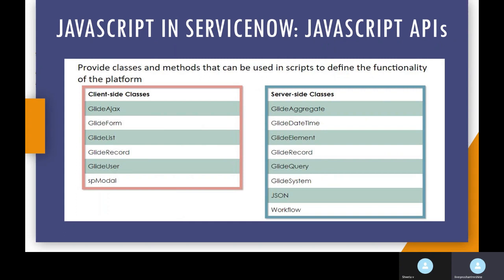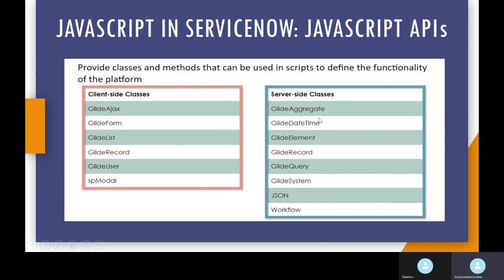And those are the classes which you were asking about, like glide system or glide user, glide form. Those are client side classes: glide ajax, glide form, glide list, glide record, glide user, SP model. So glide form is g underscore form, and in the same way glide user is g underscore user. Those are all client side classes.